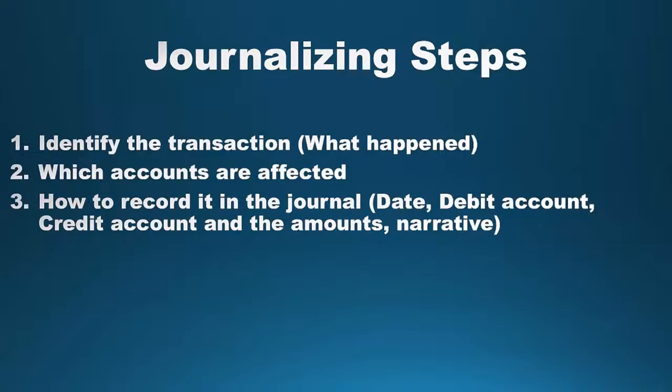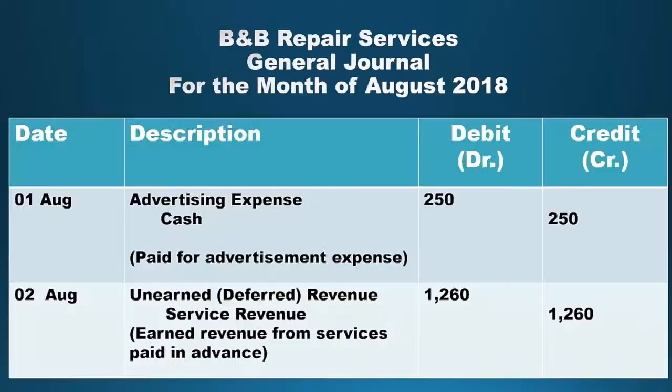We'll decide which accounts are debited, which are credited, and include the amounts. Let's get started. August 1st, paying for advertising. Step 1. What happened? The company paid $250 for advertising on Kijiji to promote their services for the month of August.